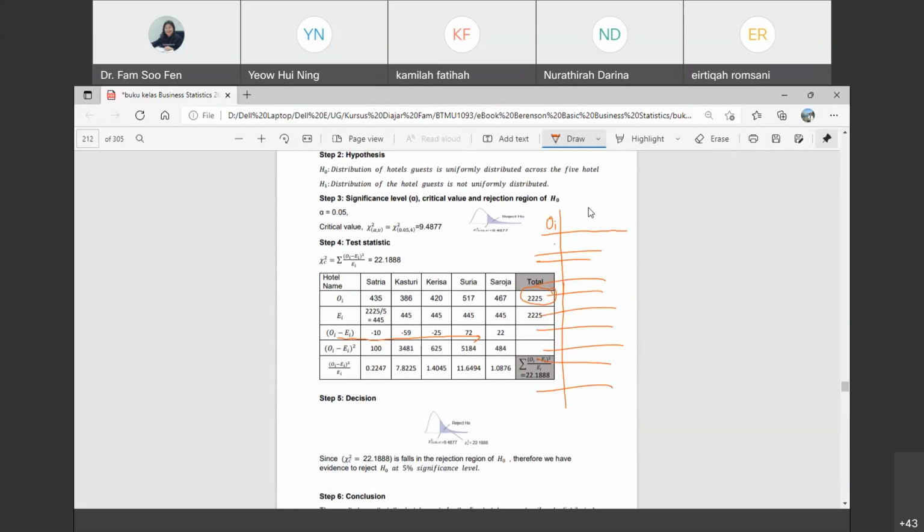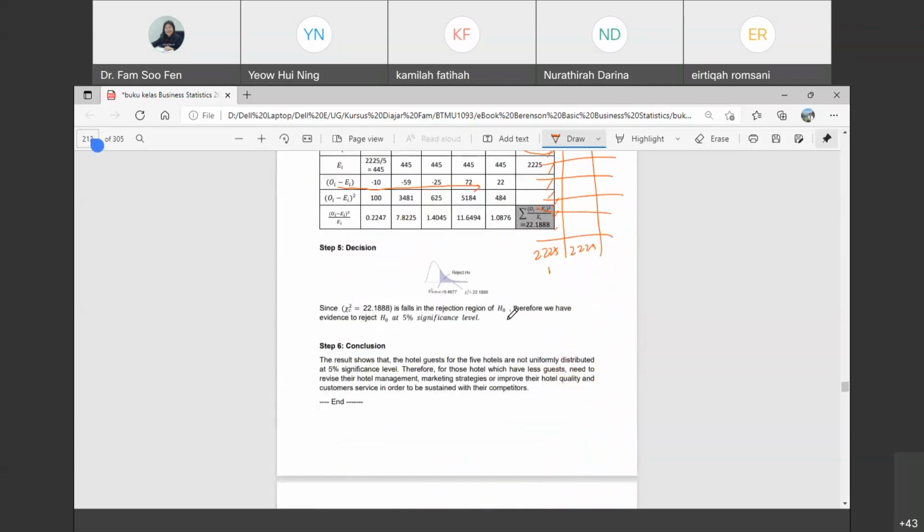If I were a student, I would prefer to use horizontal, because I have no stress about whether I have enough space or not. I already know that I only need to reserve 5 columns, and any figures I can just add in. This one is the OI, this one is the EI. The OI total is 2225, and the EI will be 445, 445, 445, and so on, which also gives 2225. Next is the OI minus EI, and so on.